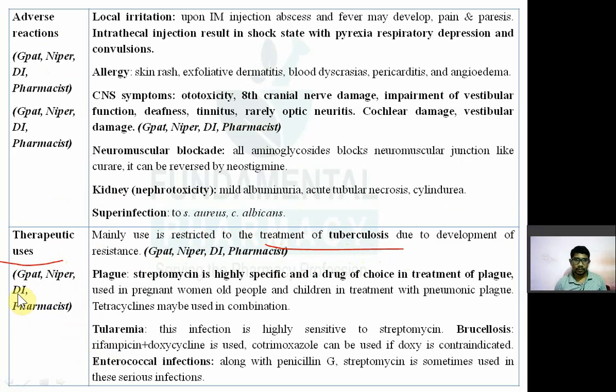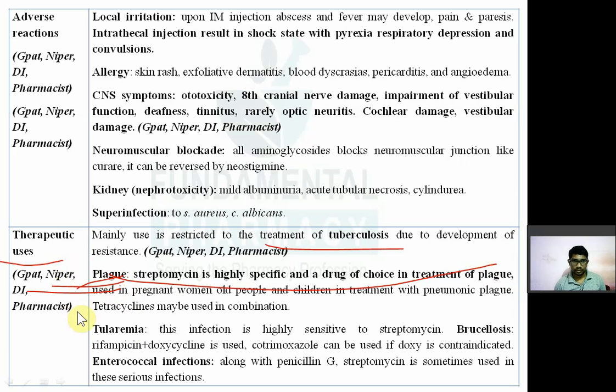Now plague. So remember question आ चुका है. So streptomycin is a highly specific drug of choice in the treatment of plague. Now what is plague? Plague is caused by Yersinia pestis organism, which is sensitive to streptomycin. So streptomycin is drug of choice in case of plague. It is an animal borne disease. Animal जैसे plague कहाँ से होता है? उन चूहों से होता है, ठीक है, चूहों से होता है. They are nothing but the vectors.